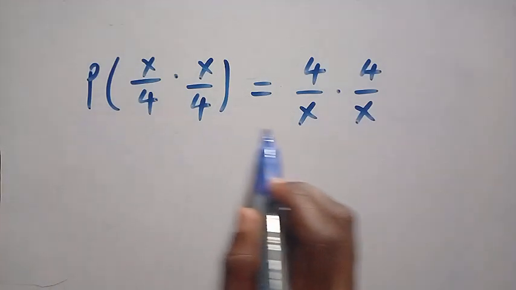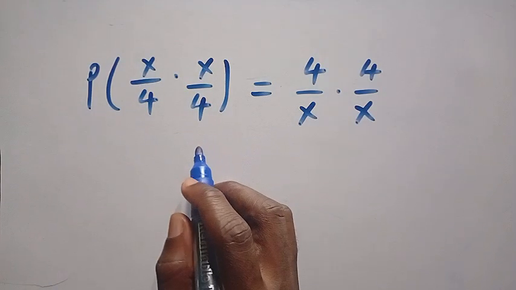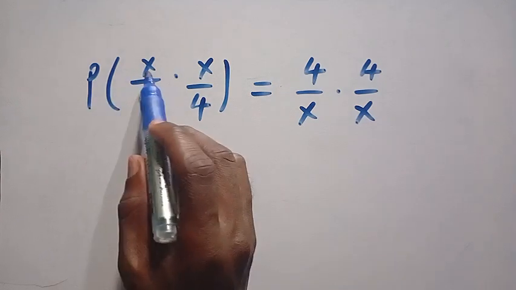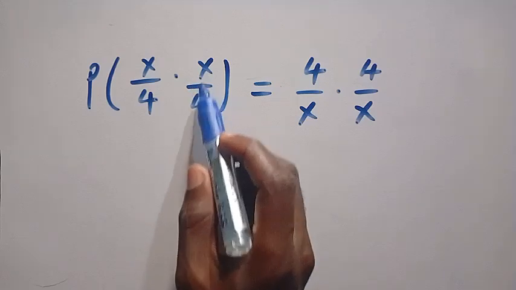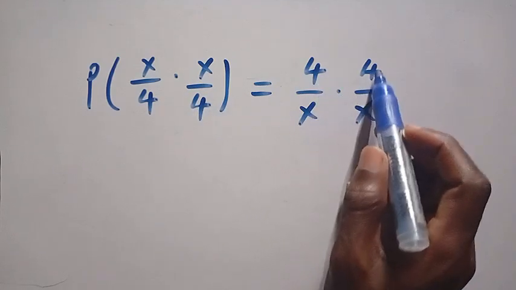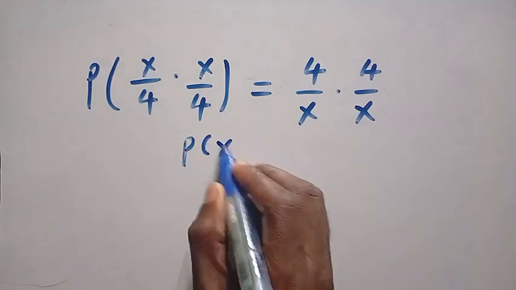Let's see how we can solve these functional equations. The question is simple, but let's make it more simple. Here we have p of x over 4 multiplied by x over 4 equals 4 over x multiplied by 4 over x. And what is p of x?